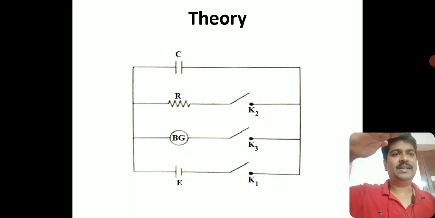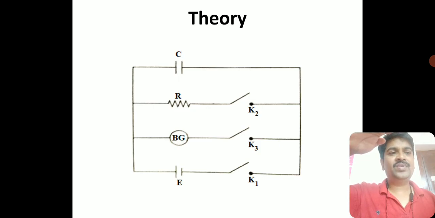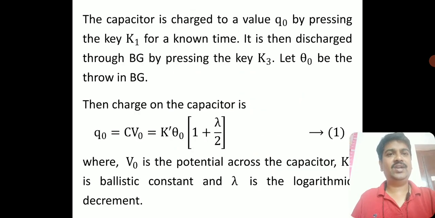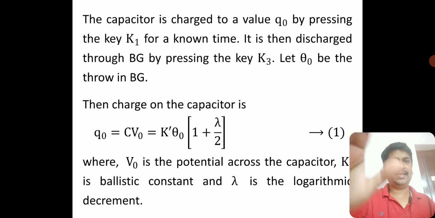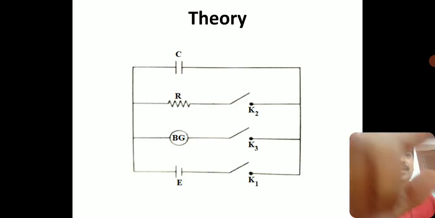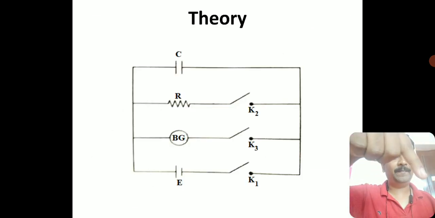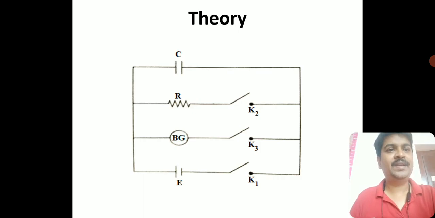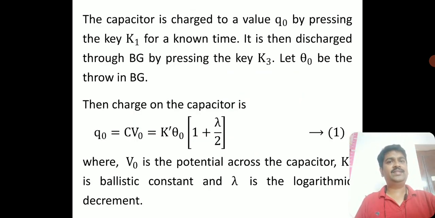Now the capacitor is charged. So what has to be done next? Now the capacitor is fully charged, then it is allowed to discharge through the BG by pressing the key K3. Now press the key K3. The charge on the capacitor will discharge through the BG. Okay, now let's note down theta naught, the throw in the BG.